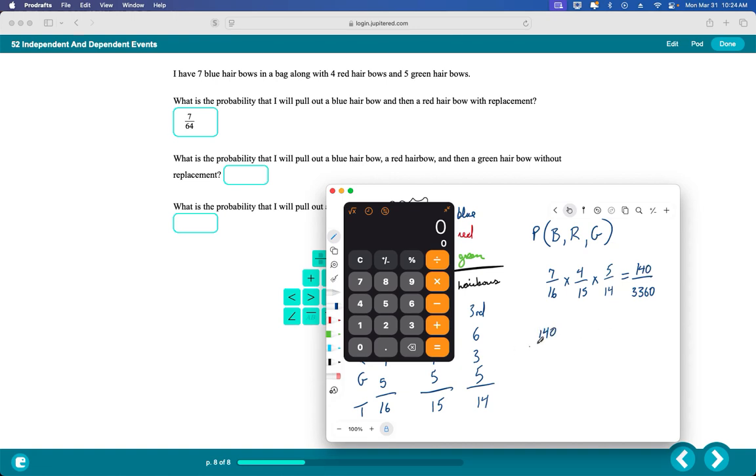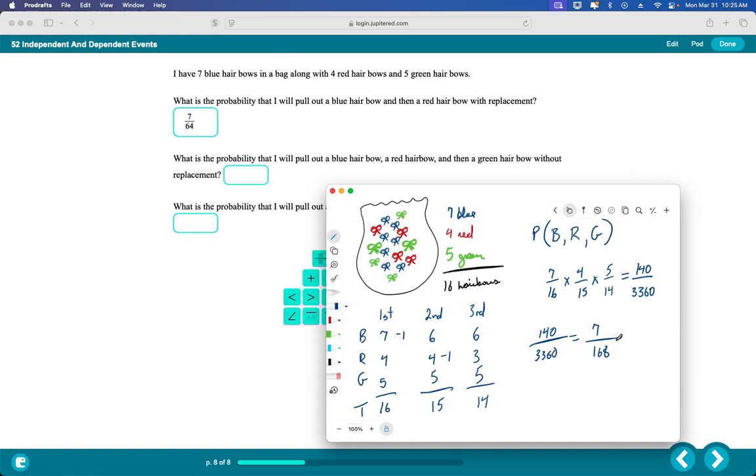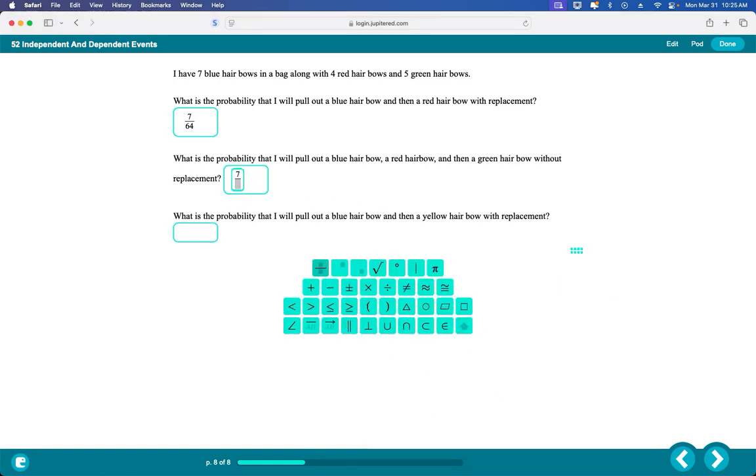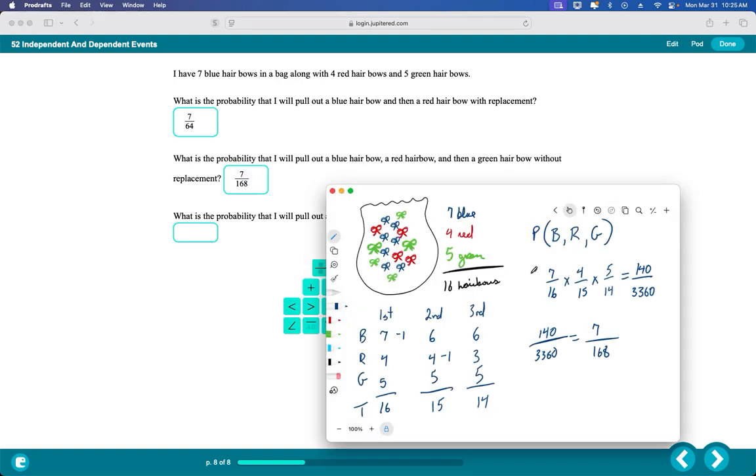So 140 over 3360. 140 divided by 20 is 7. Yeah, that looks good because that's a prime number. And 3360 divided by 20 is 168. All right, so that would be my most reduced because 7 is a prime number. So that would be my solution: 7 over 168. Okay? All right, so now we've done all those calculations. We've seen how it changed our scenario. We've got our third question.